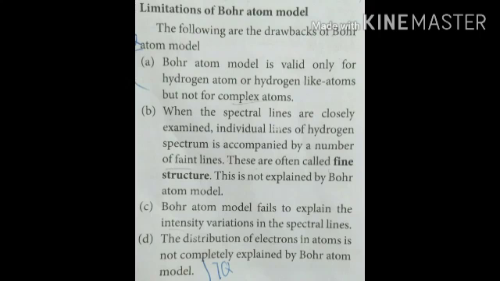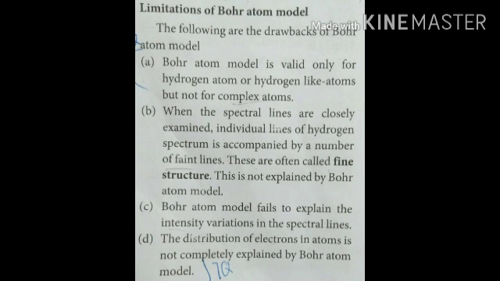Next we see the limitations of the Bohr atom model. It has some drawbacks. Let us see the drawbacks of the Bohr atom model. The first one: the Bohr atom model is valid only for the hydrogen atom, that means hydrogen-like atoms alone. It is not suitable for complex atoms.